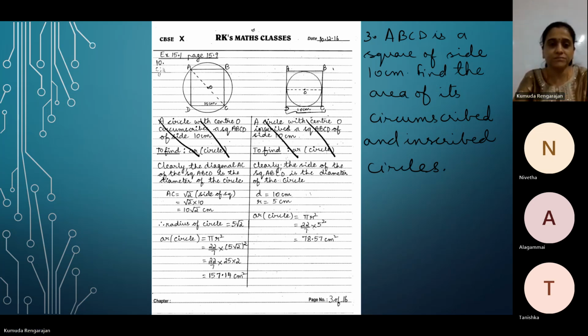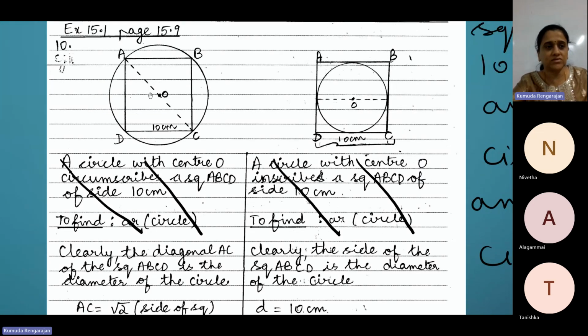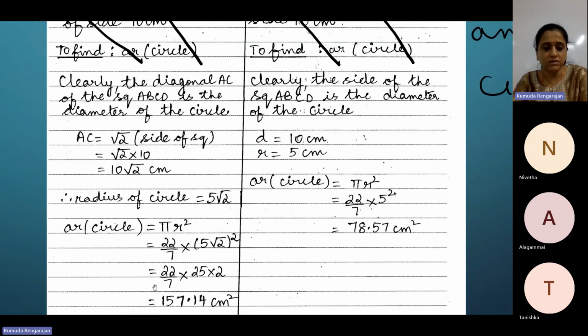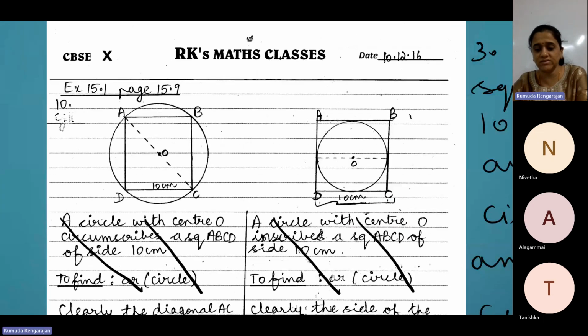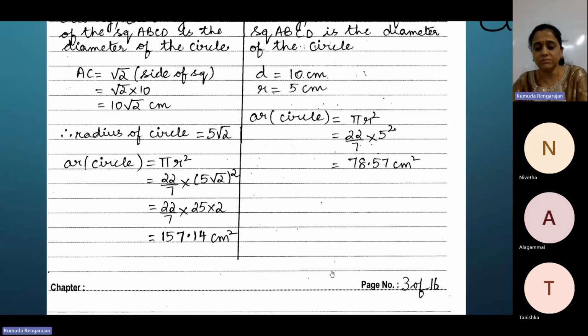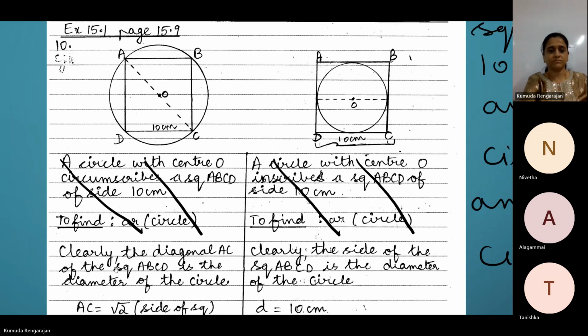Work this one first. This is the circumscribed circle. Please work this one first. And then this is the answer for the next one, the inscribed circle. Please do this one first. Draw the diagram. Draw only the first diagram and work the answer. Then the second diagram answer.